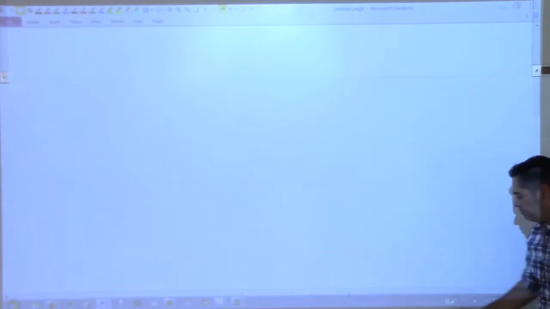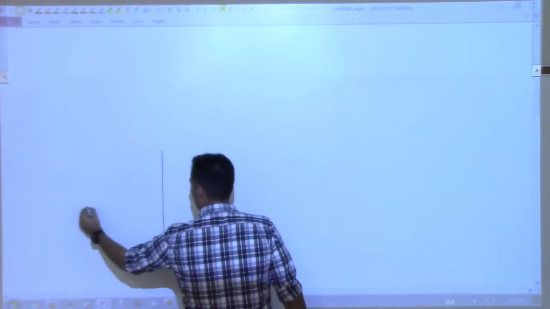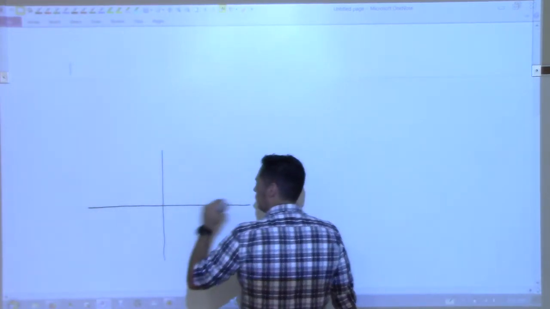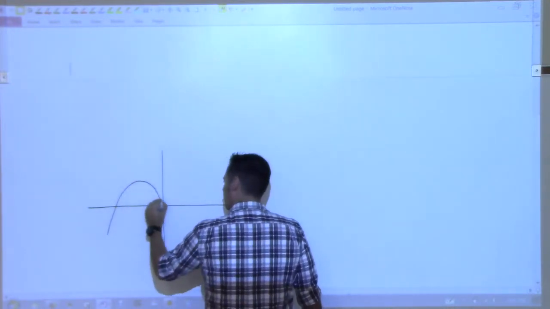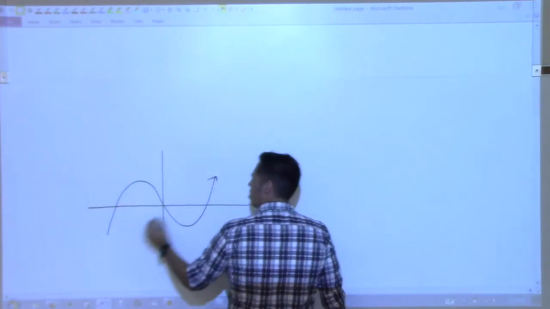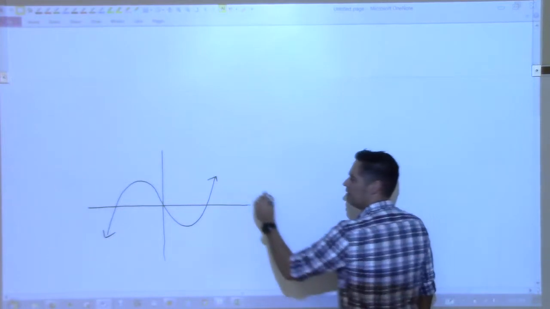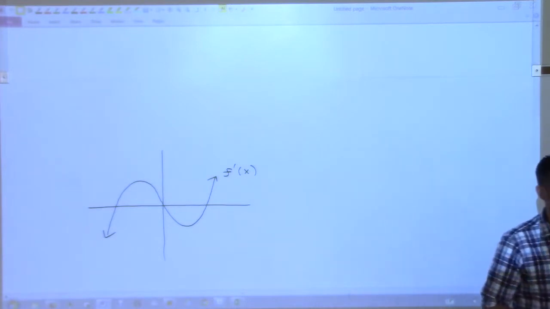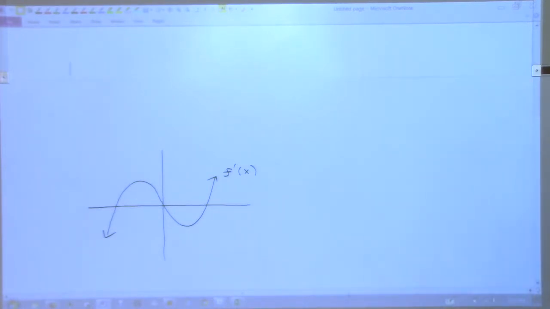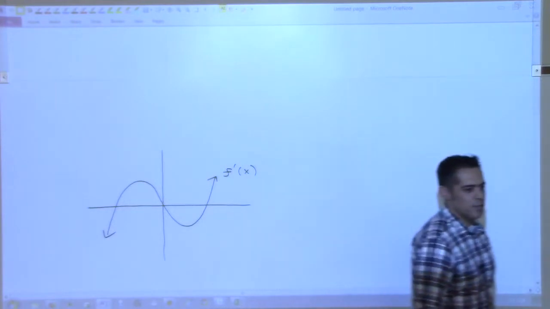Here's a good challenge problem. Let's see how you do with this. See that? You ready? You fry your brains here. That's the derivative. Draw me the original function. So now you're going backwards. I'm giving you the derivative and you're trying to come up with the function.